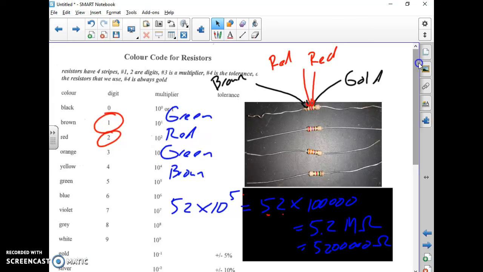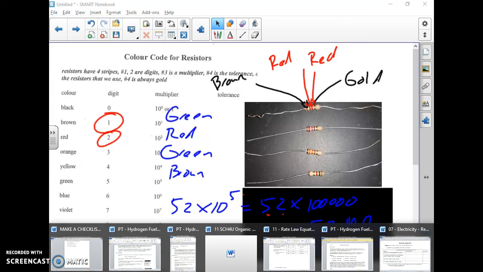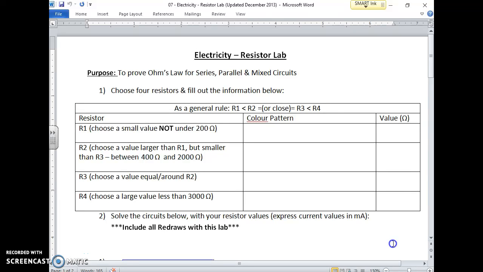So here's what's going to happen with your lab today. You're going to get this sheet from your supply teacher. And what I'm going to ask you to do is to go through the little box that the teacher will supply with a whole bunch of resistors in there. And I want your group of 3 to 4 people to find 4 resistors. Now you can pick out any ones you want.